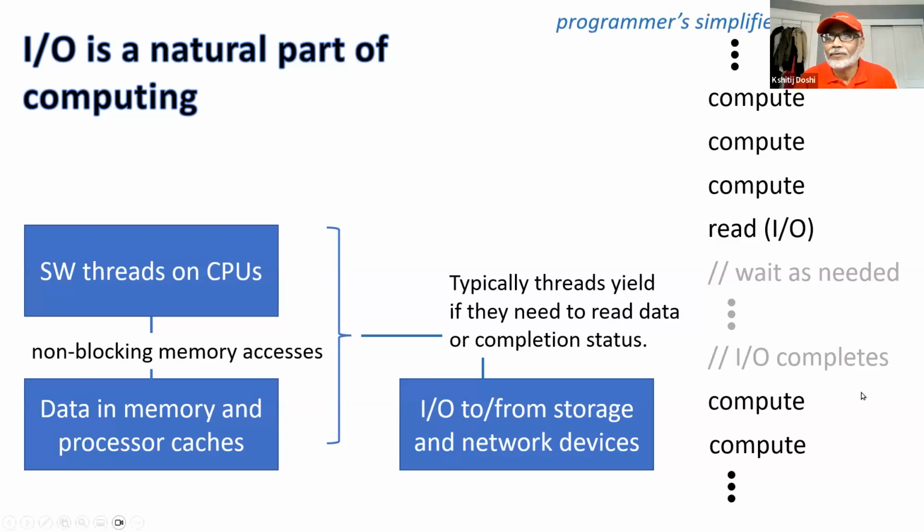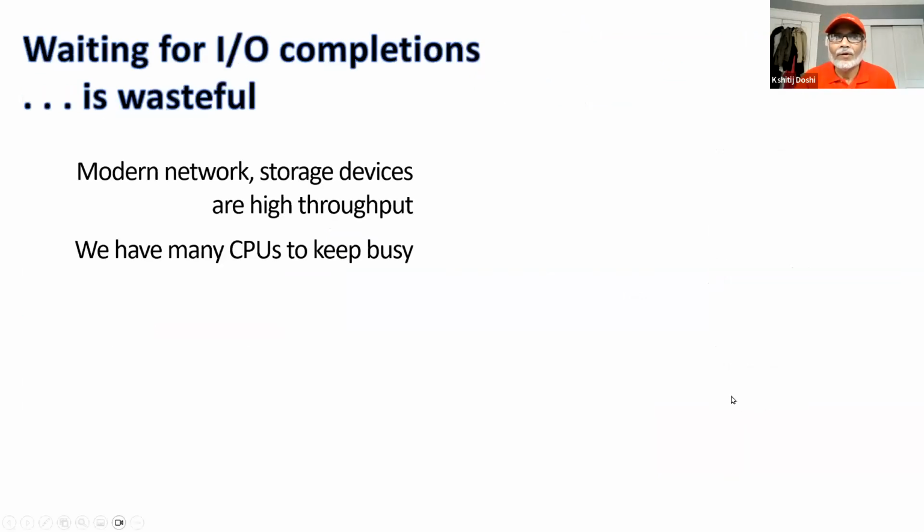So the programmer has a very simplified view, and in that simplified view, any I/O errors or exceptions that happen are naturally handled in context, because the total state of the system at that point is known to the programmer. Now, one of the problems with waiting for I/O completions in this way is that it's wasteful. Why is that the case?